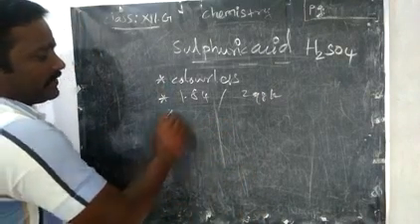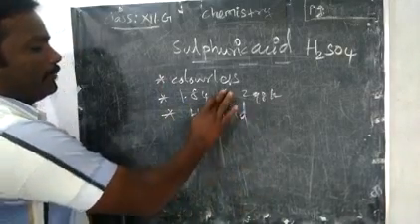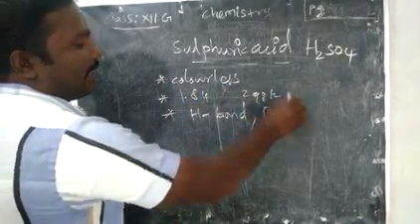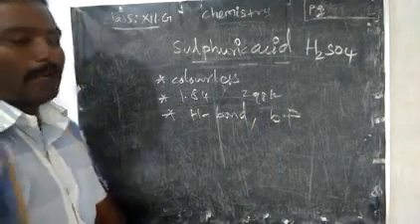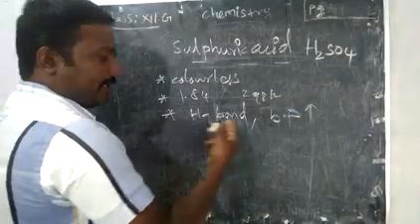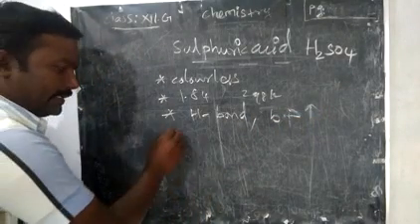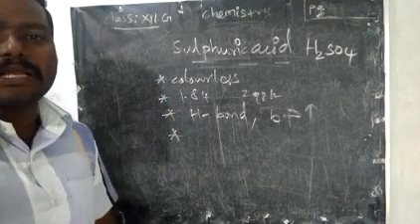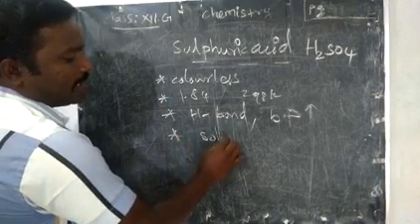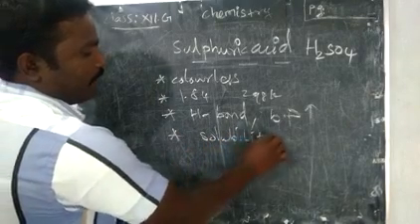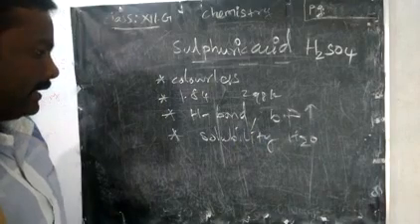What's the reason for that viscous liquid? Because of hydrogen bond, and it also has a high boiling point. Why does it have a high boiling point? Also because of hydrogen bond. Where hydrogen bond is present, we can say it will have solubility in water. It is soluble in water.